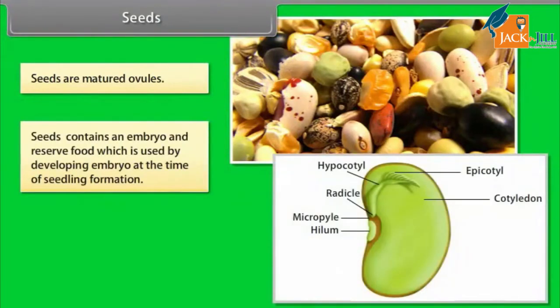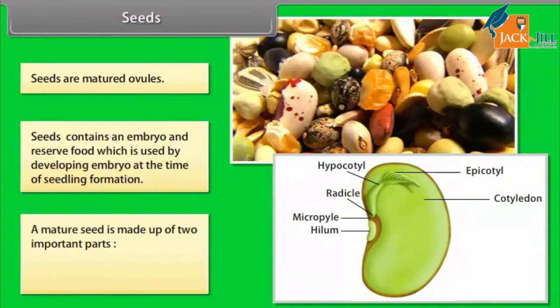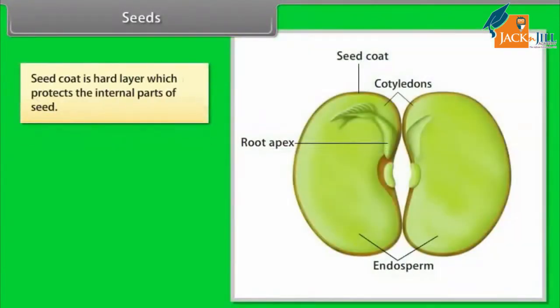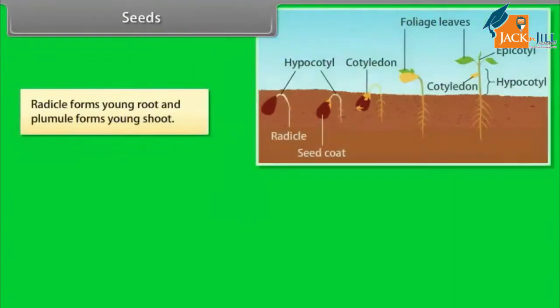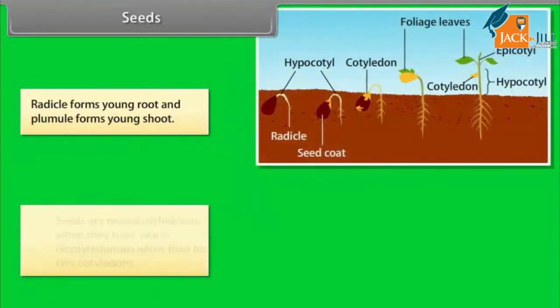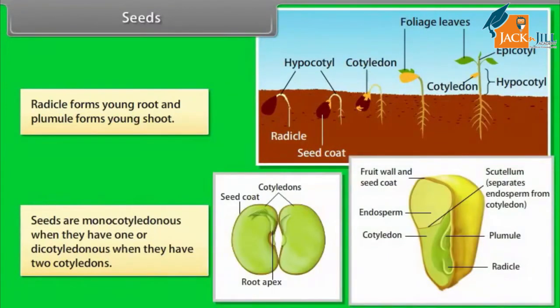Seeds contain an embryo and reserve food, which is used by the developing embryo at the time of seedling formation. A mature seed is made up of two important parts: seed coat and embryo. Seed coat is a hard layer which protects the internal parts of the seed. Embryo is made up of radicle, plumule, and cotyledons. Radicle forms the young root and plumule forms the young shoot. Seeds are monocotyledonous when they have one or dicotyledonous when they have two cotyledons.